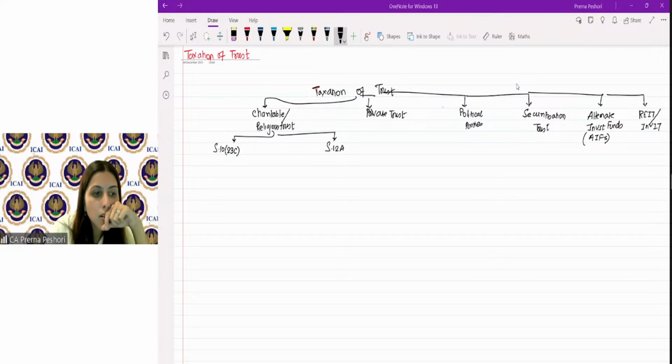Anyone has an idea? What is a securitization trust? Yes, any idea regarding that? Yes, students. Anybody knows what is a securitization trust?